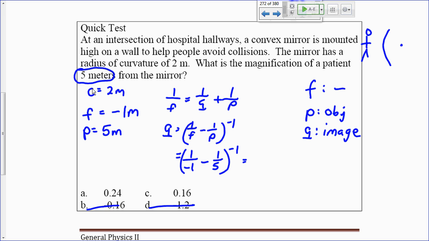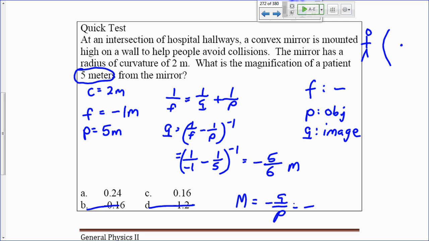At -1, what is this value? It's 6 over 5. No, 5 over 6. So -5 over 6 is our image distance, just a little under a meter. Then we can find our magnification, which is -Q over P.